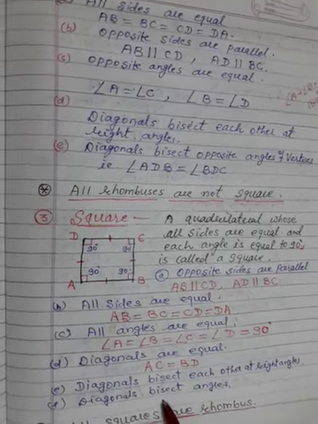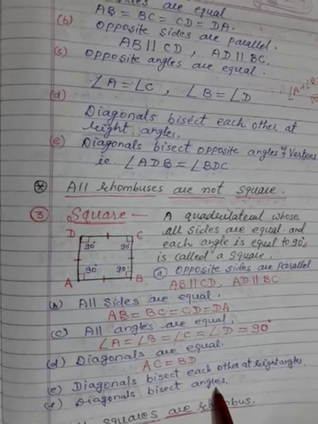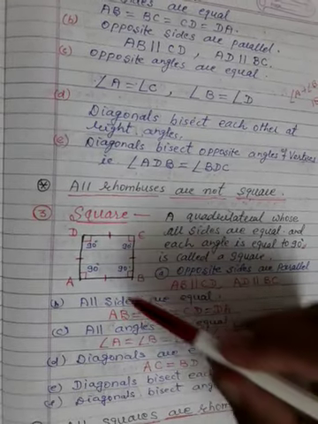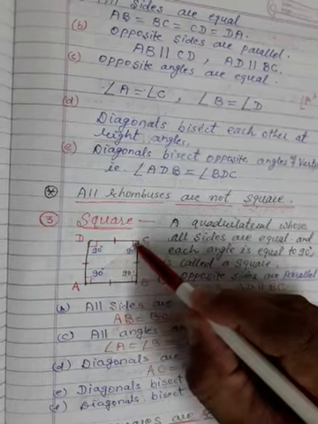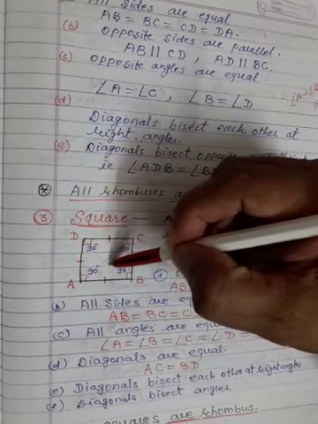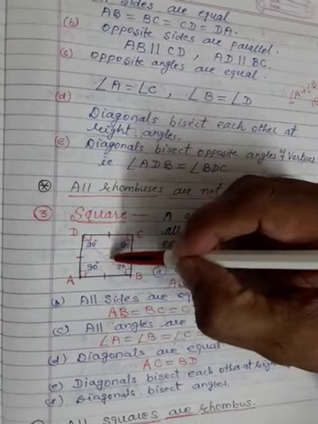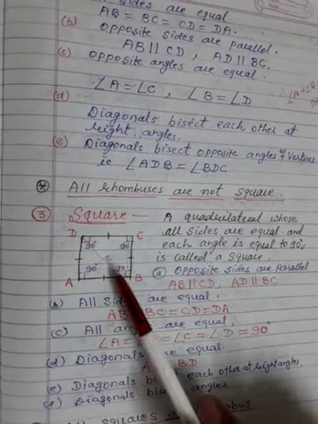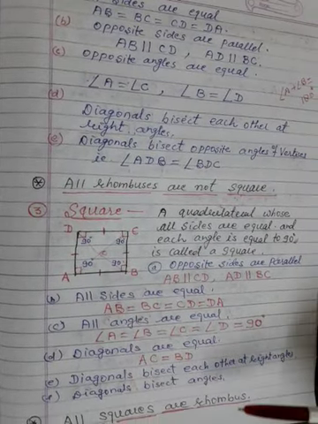Similarly, diagonals bisect angles also. So diagonals bisect each other. These two diagonals bisect each other. This is the point O, which means AO is equal to OC, and BO is equal to OD.